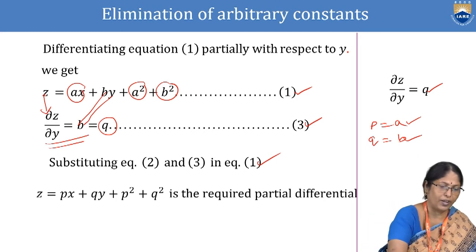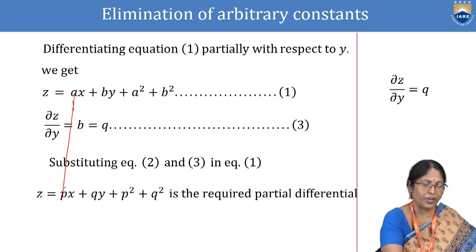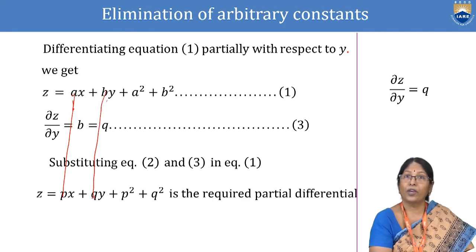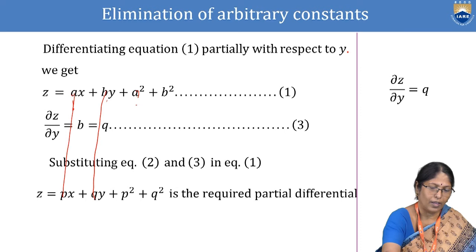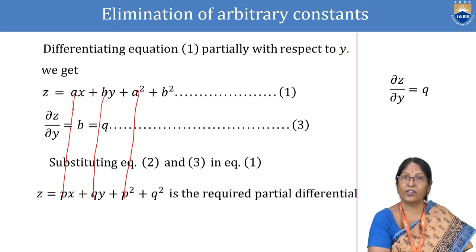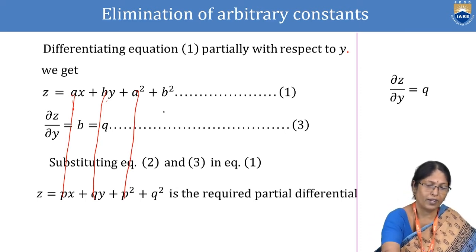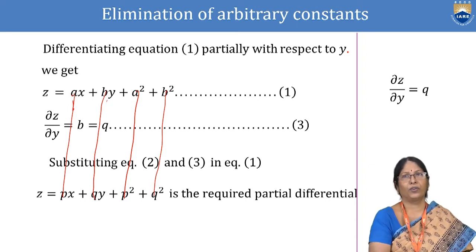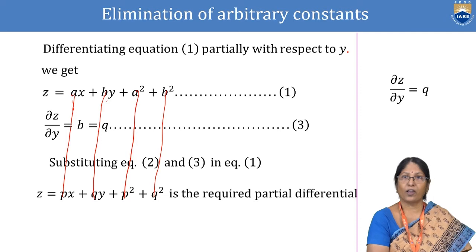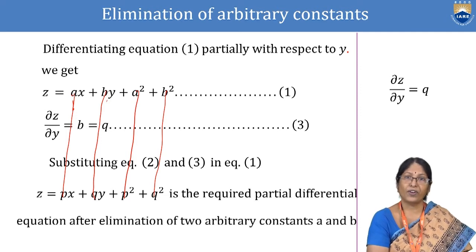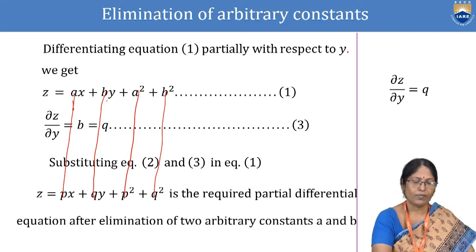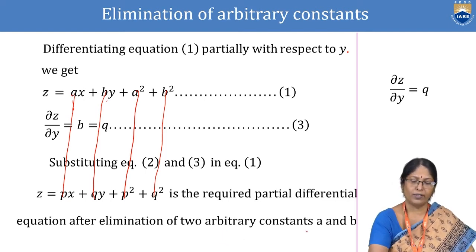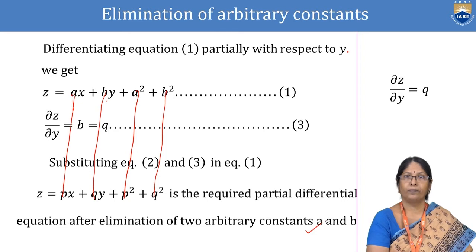Yes, we substituted it: p equal to a, so a is replaced by p, and we got q equal to b. Here we can see a square is replaced by p square, and b square is replaced by q square. So this is the required partial differential equation after elimination of two arbitrary constants a and b.